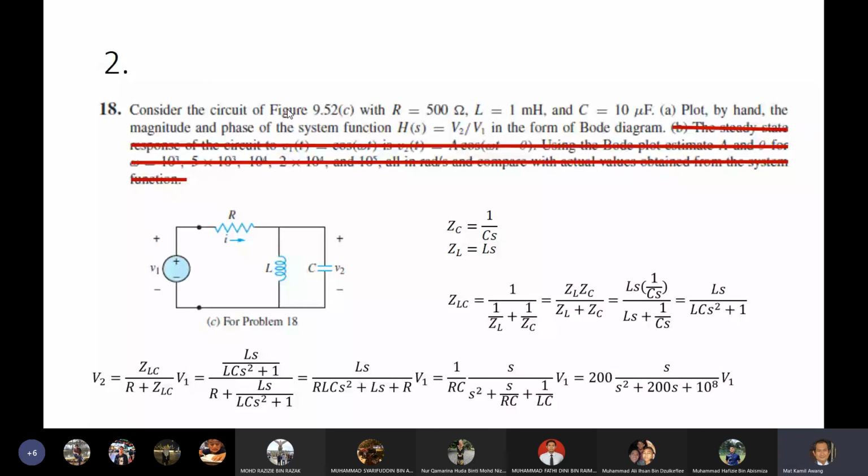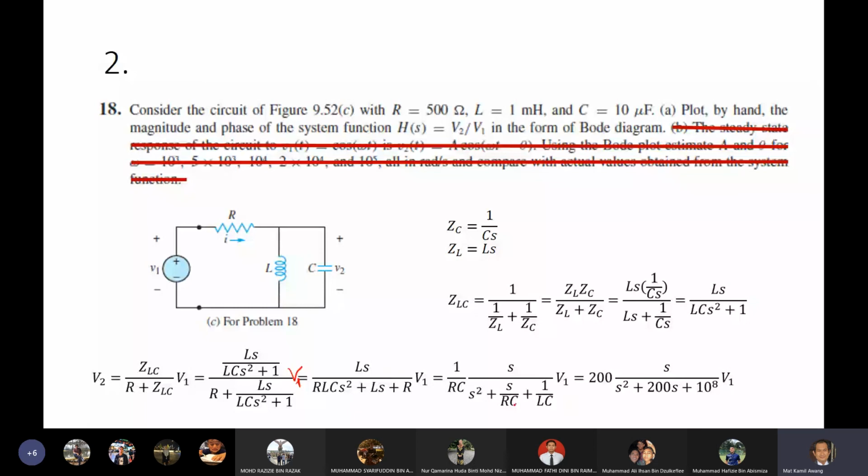V2 is basically the impedance of the tank divided by the total impedance, times V1. So LS over LCS squared plus 1, divided by R plus LS over LCS squared plus 1, times V1. I missed V1 here earlier. So rearrange this equation, you get LS divided by RLCS squared plus LS plus R, times V1.